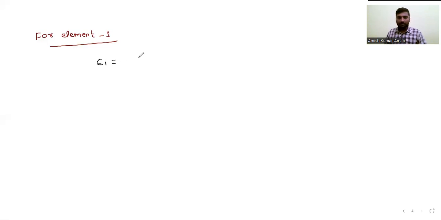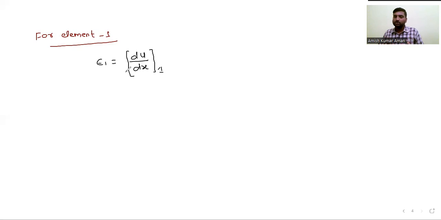Now here you have to remember one formula, that is du by dx in element number 1, the strain displacement relation. e is equal to du by dx, the strain displacement relation that we discussed in the first unit. Just remember this formula: e is equal to du by dx, the rate of change of displacement, is nothing but strain, right?